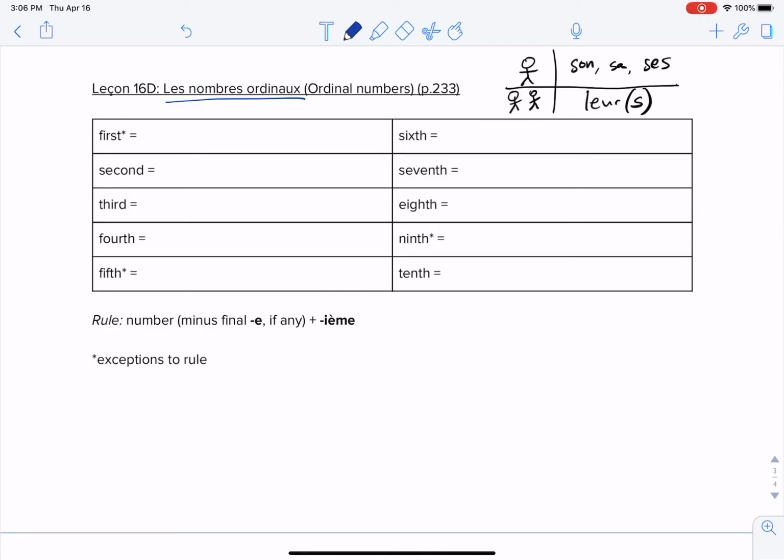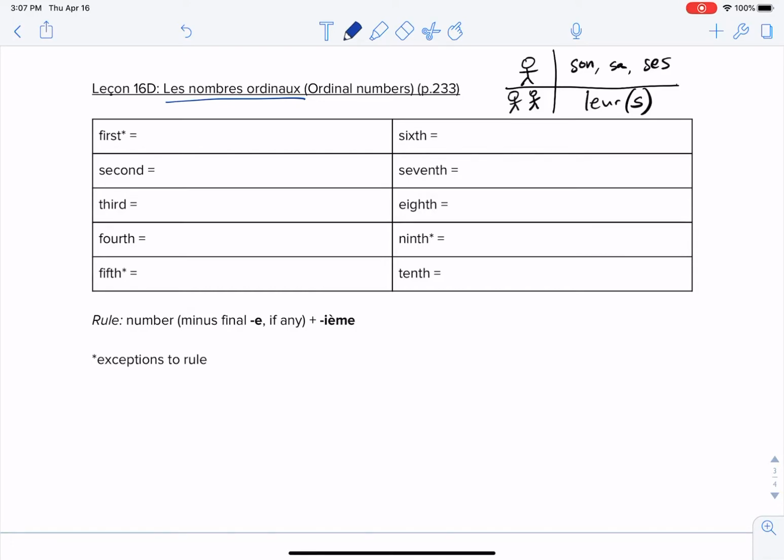We're looking today at ordinal numbers. En français, les nombres ordinaux. Ordinal is not a word we use very often in English, but it just means we're putting things in order. First, 7th, 19th, so on and so forth. Think about how we do this in English.